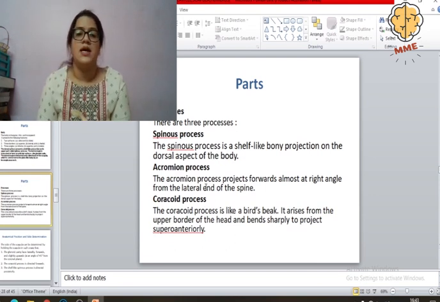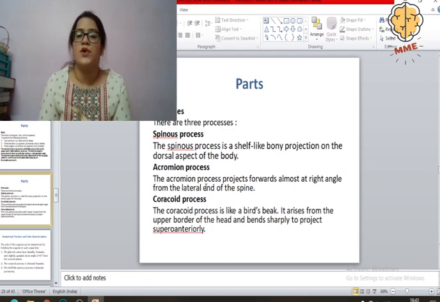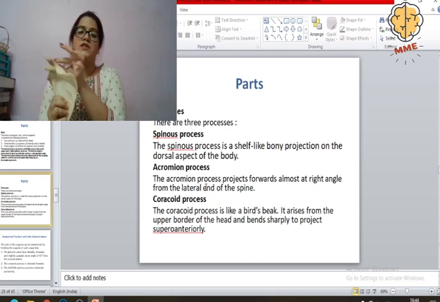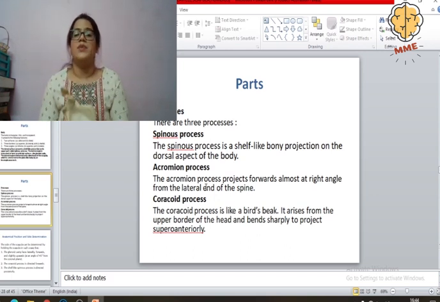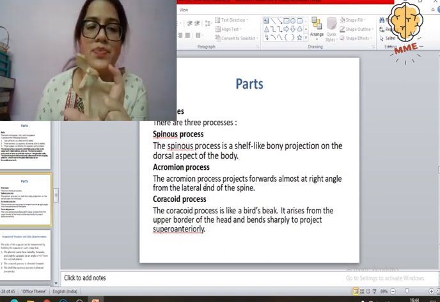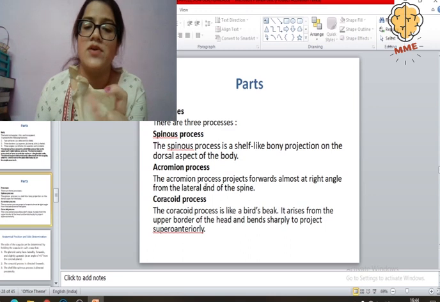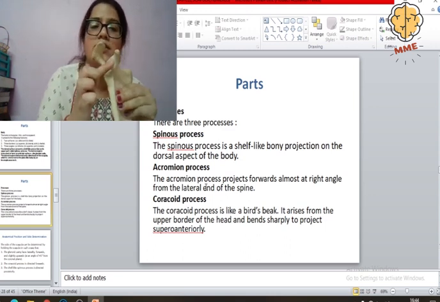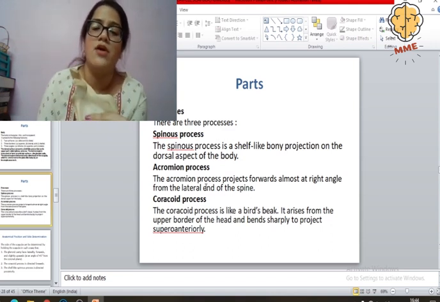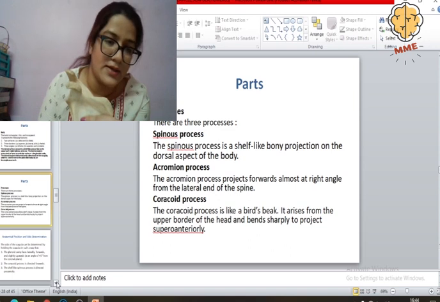Processes, like I told you, there are three: the spinous process, a shelf-like bony projection on the dorsal aspect of the body; the acromion process, which projects forwards almost at right angles from the lateral end of the spine; and the coracoid process, which is like a bird's beak or a bent finger. The bent finger is an easier one. It arises from the upper border of the head, and bends sharply forwards to project supero-anteriorly.